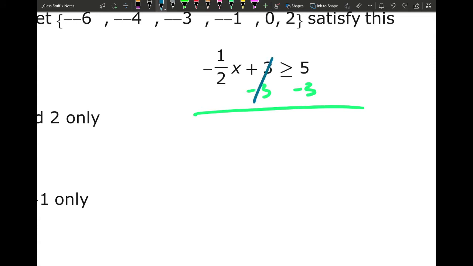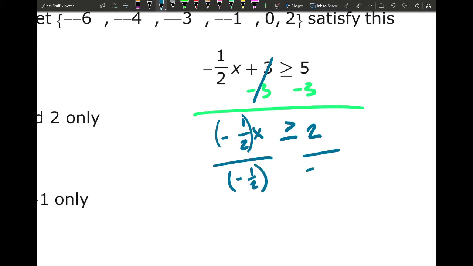That cancels out. 5 minus 3 just gives me 2. That comes down, and then I have negative 1 half x. So this whole thing is multiplying with the x, or dividing by 2. So the opposite will be to divide by negative 1 half. And what I do to one side, I must do to the other side. Okay? So let's go ahead and do this.